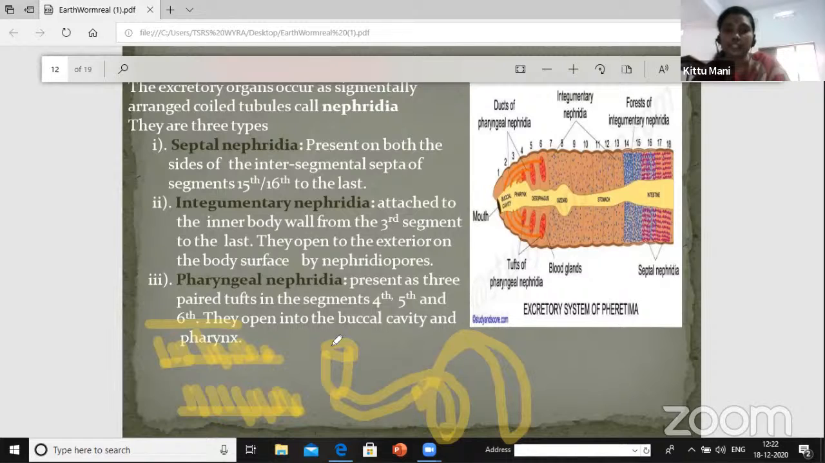Nephridia that open to the outside are exonephric nephridia. But some nephridia, like the pharyngeal nephridia, open into the gut region. We already discussed that the buccal cavity and pharyngeal region mean the gut region. This type of nephridia is called enteronephric nephridia.